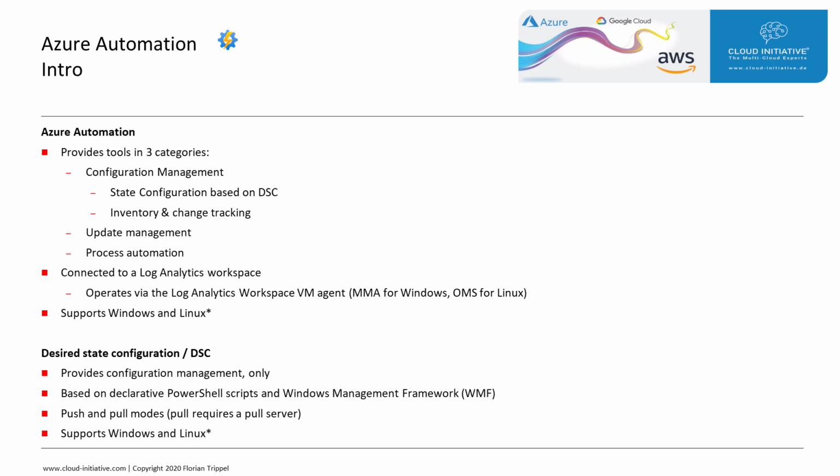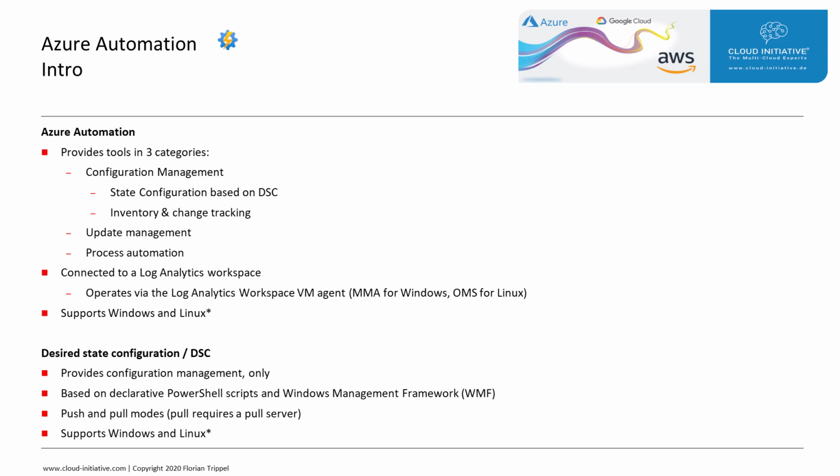Automation provides tools in three categories. First, we have configuration management, which can be further subdivided into state configuration for applying declarative configuration scripts to a fleet of servers, and second, inventory and change tracking. Besides configuration management, we also have update management and process automation. Process automation is concerned with automated response and runbooks. Azure Automation supports Windows and Linux and must be connected to a Log Analytics workspace. Azure Automation does not have its own agent, but uses the Log Analytics VM agent.